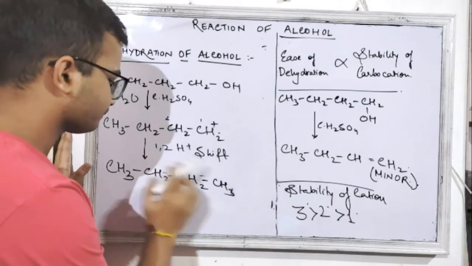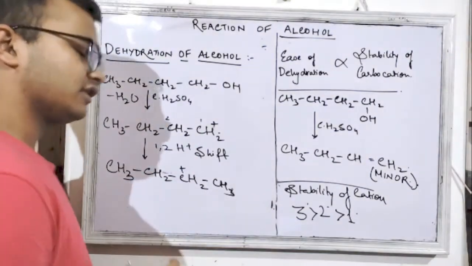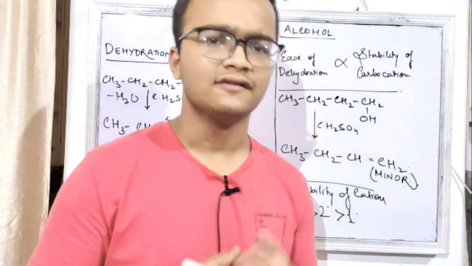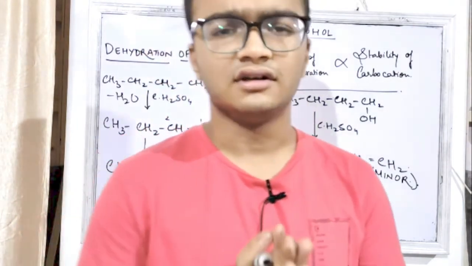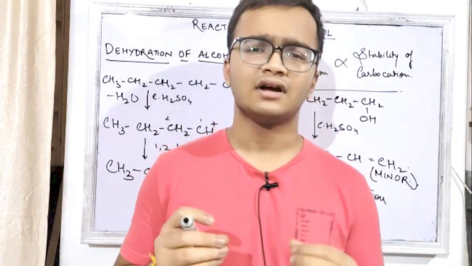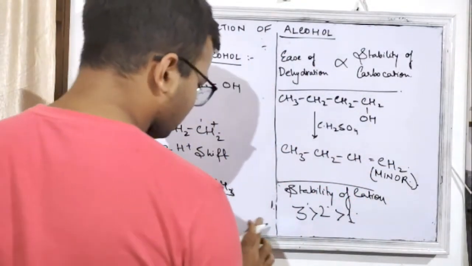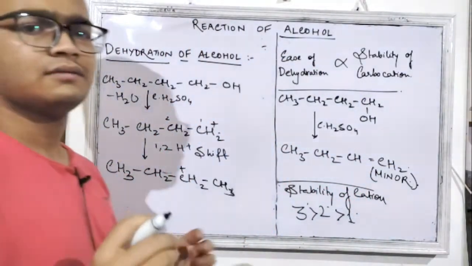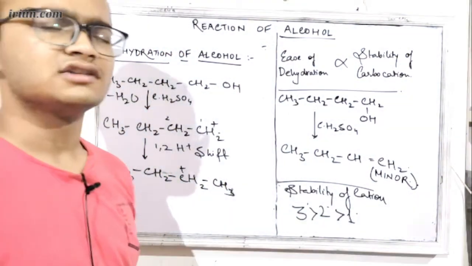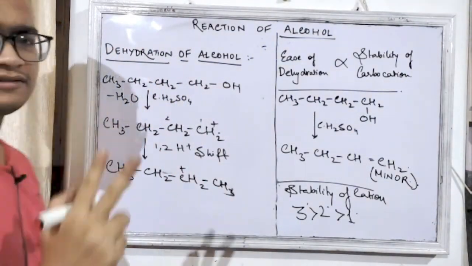Now if you apply Saytzeff's rule here, according to Saytzeff's rule, the product which is more stable will be the major product, and the product which is less stable will be your minor product. To find out the stability of the product, we will count the number of hyperconjugative hydrogens. For doing this, first we will write the structures of all the possible products. So from this, two types of structure are possible, right?